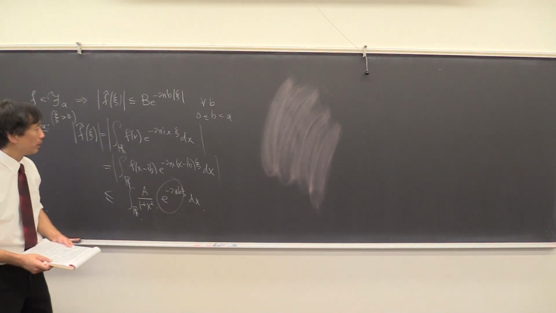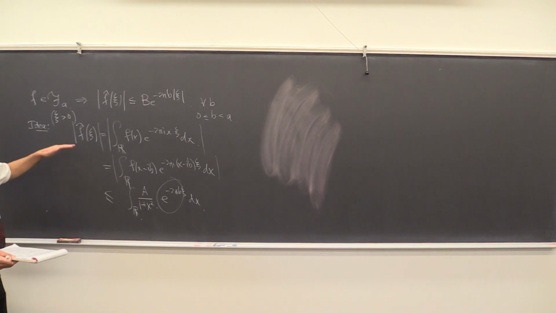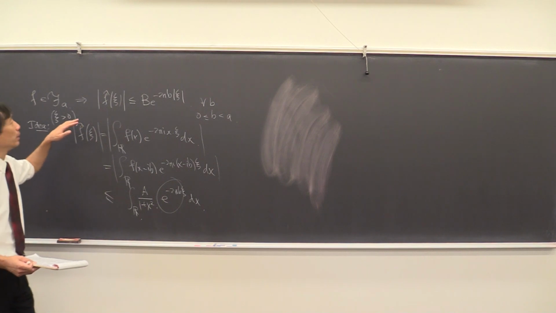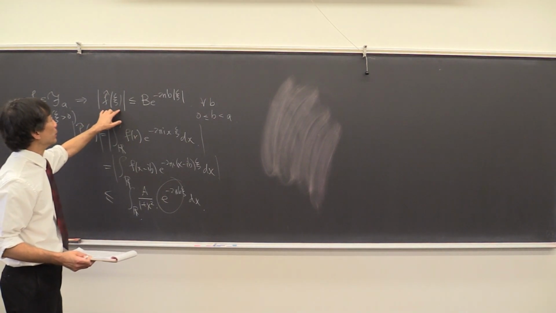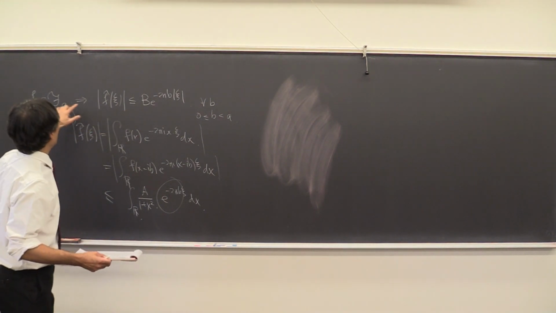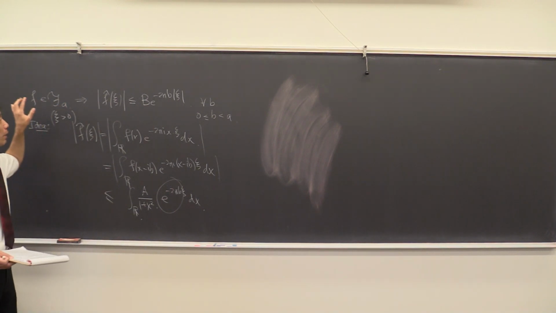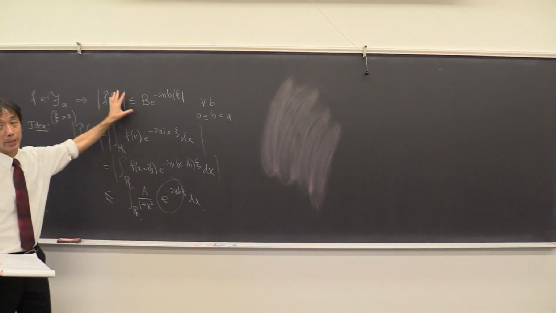Okay, so that was sort of the first step in the direction that we want: relating the behavior of the Fourier transform with the holomorphicity of the function, right? So right now, holomorphicity implies decay.